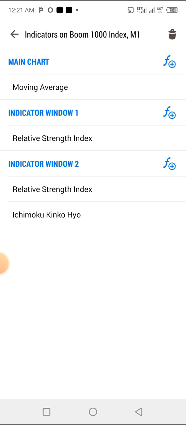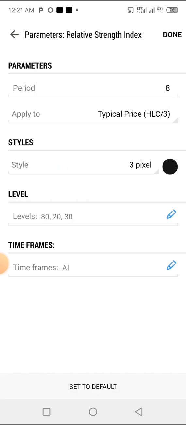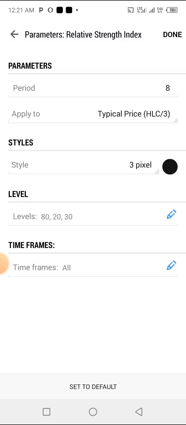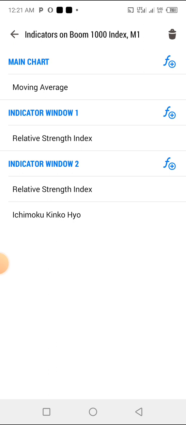The next indicator you'll be adding is the relative strength index. Go back to the main chart and click on relative strength index. It has a period of 8, apply to typical price, style 3 pixel. I'm using black. The levels here are 80, 20 and 30. Use black, and after that you click on done.